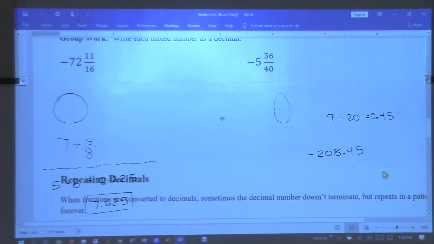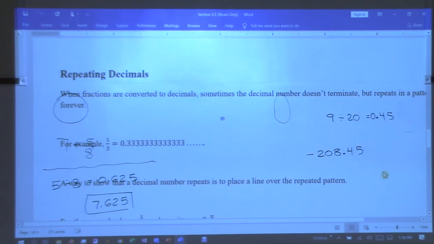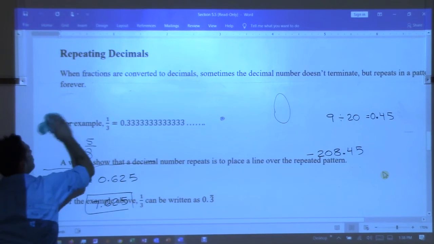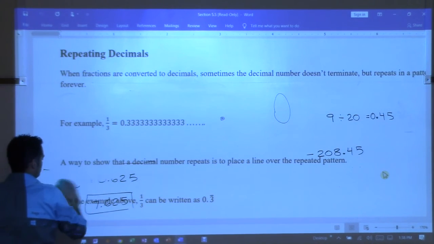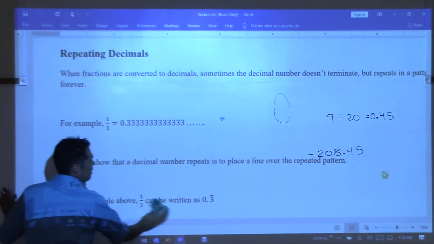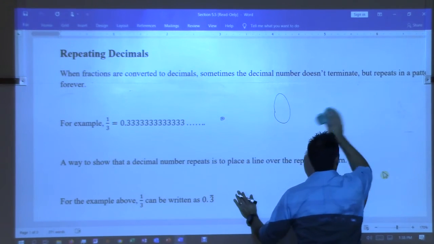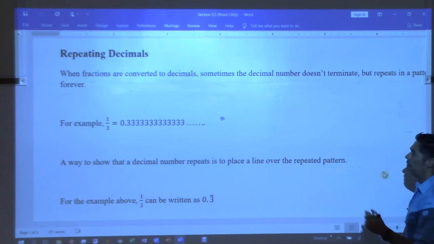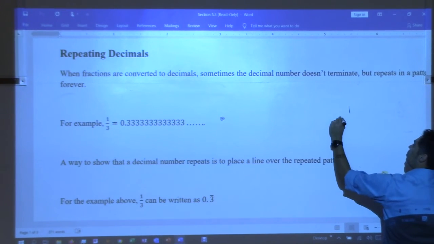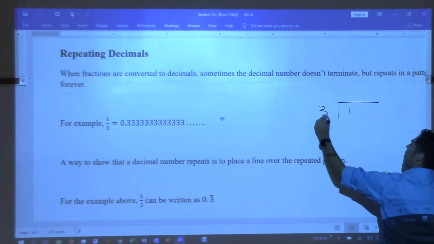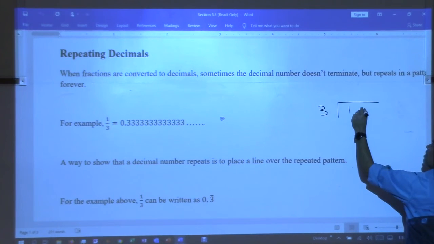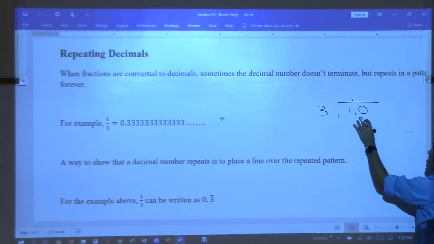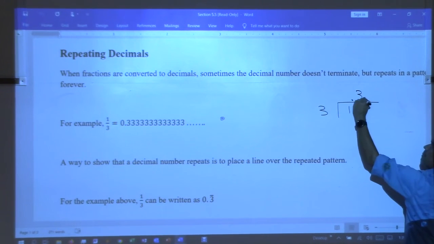Same thing? Okay, there are some fractions that when you write them as a decimal, you get what's called a repeating decimal. It goes on forever. So if you try this, let me do it the old school way: 1 divided by 3. 3 doesn't go into 1, so I put a 0 here, and then a decimal point. How many times does 3 go into 10? 3 times.